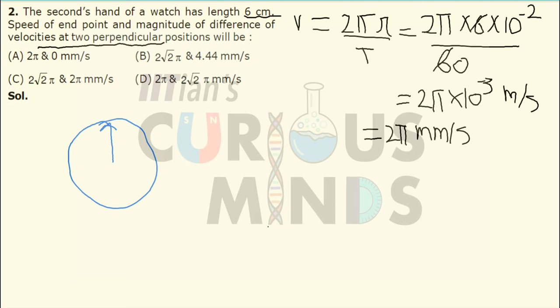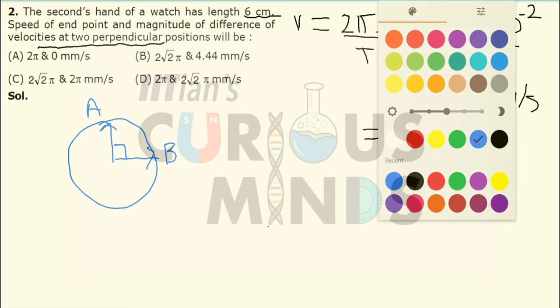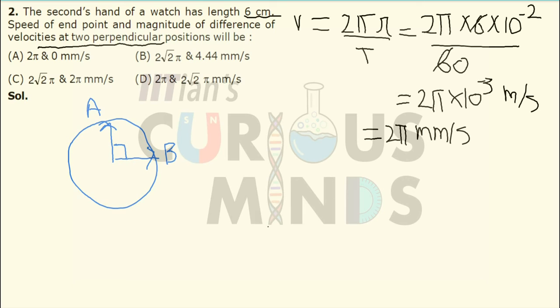Now this is the linear velocity. We have to calculate the difference of the velocities between any two points which are perpendicular to each other. So I assume there is one point over here A and another point B which are perpendicular to each other. Now the magnitude of the velocity remains same, because omega and r remain same.